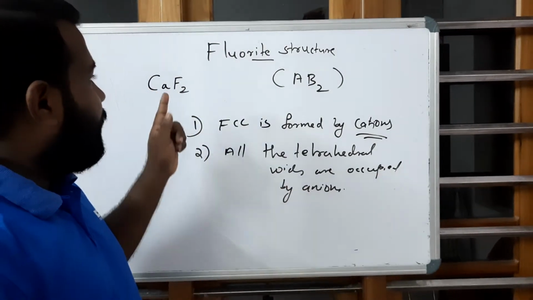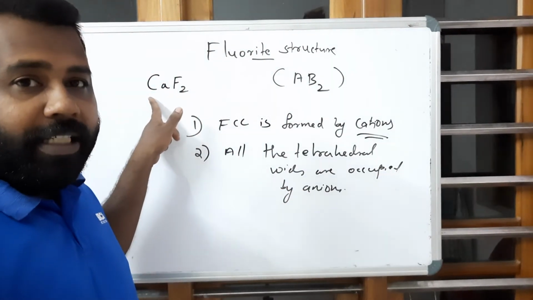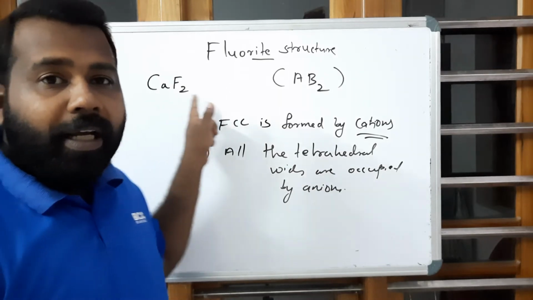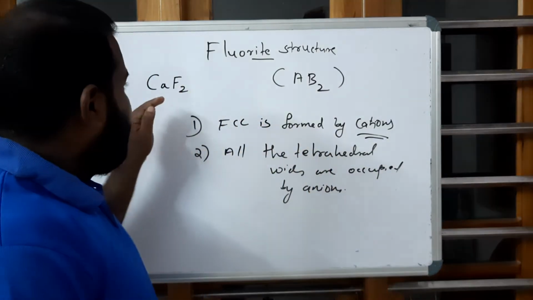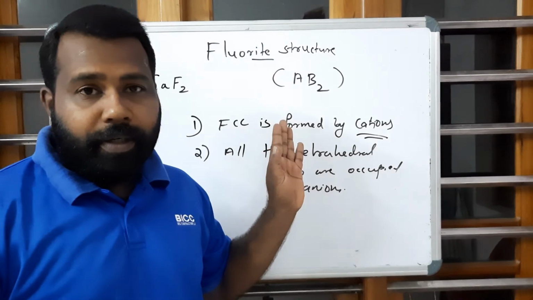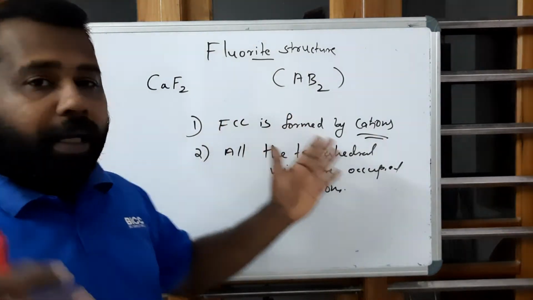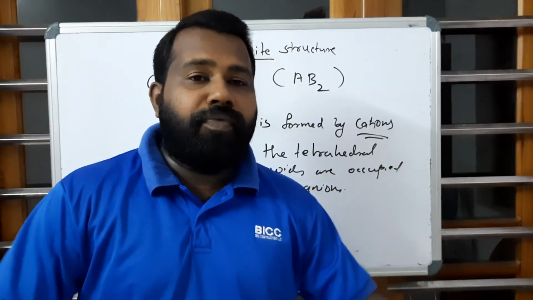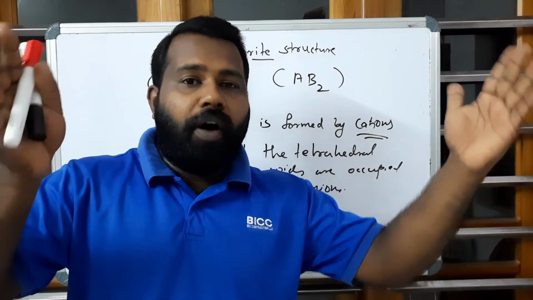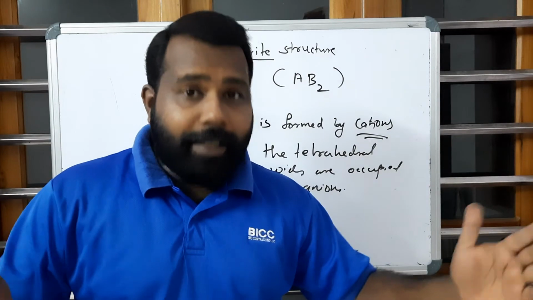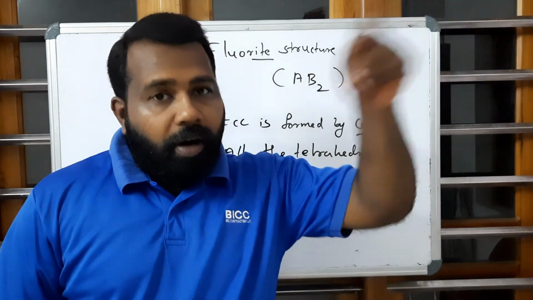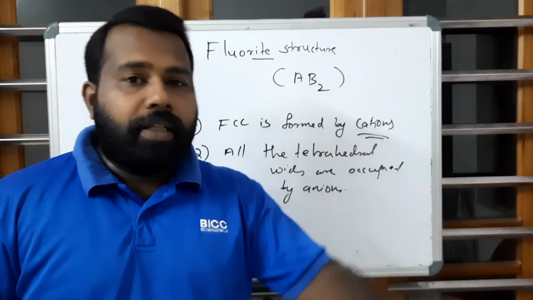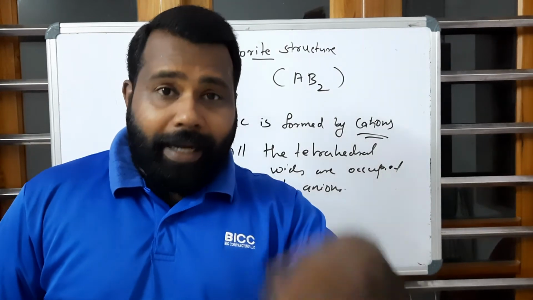Comparing the size of fluoride with calcium, the size of calcium is found to be a little larger than the fluoride ion. Therefore, in this type the unit cell is formed not by anions. The unit cell is formed by cations, and all the tetrahedral voids are occupied by anions.